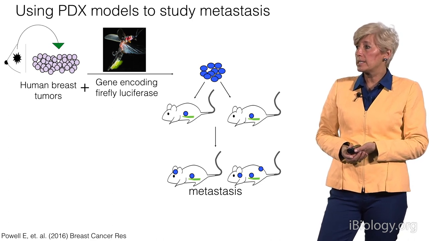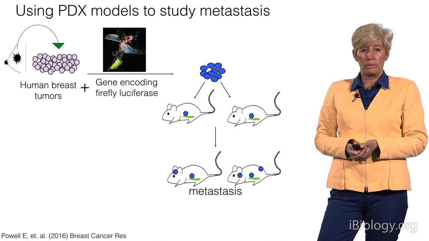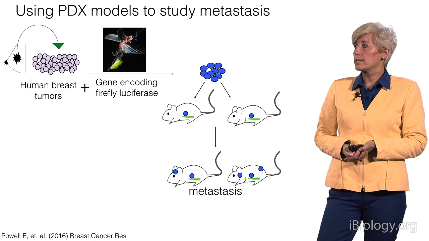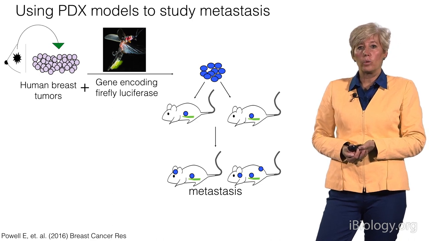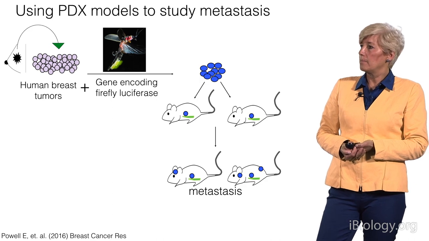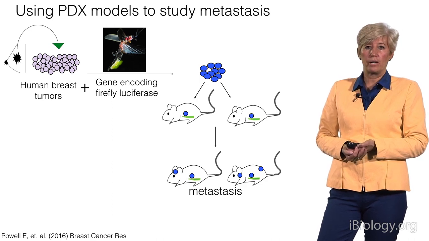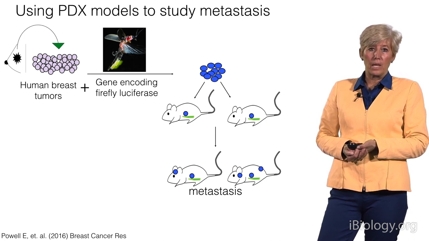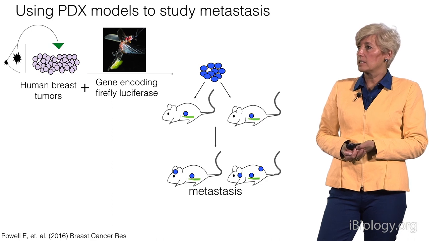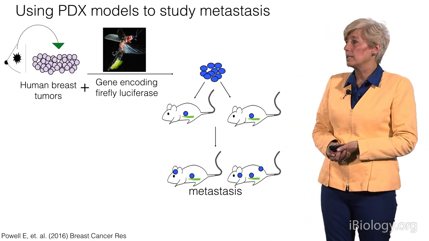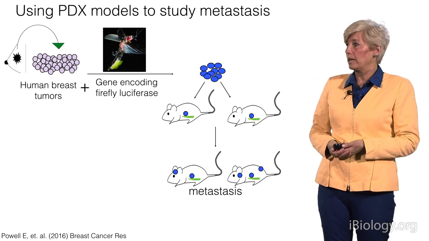And the way we do this again is to take our human tumors directly from the patient, and we're able to express a gene encoding firefly luciferase. So many of you as children, when you were growing up, might have seen fireflies and tried to capture them. Fireflies have an enzyme that basically can emit light. And we can capitalize on this to create tumors that then will emit light that can be visualized through bioluminescence.